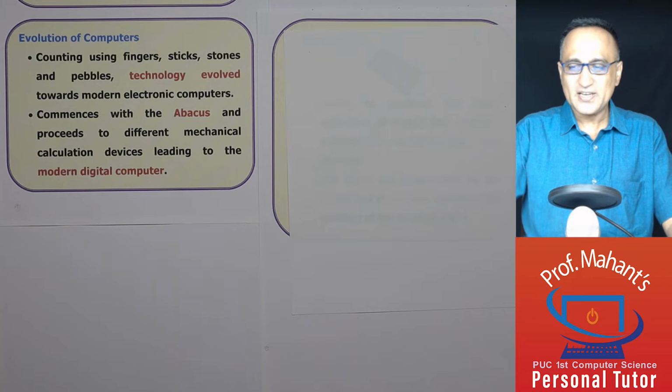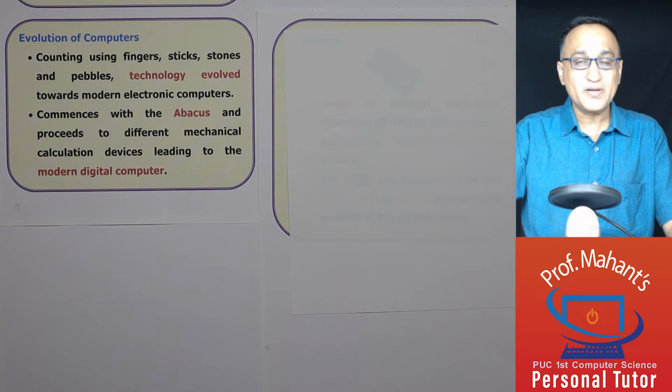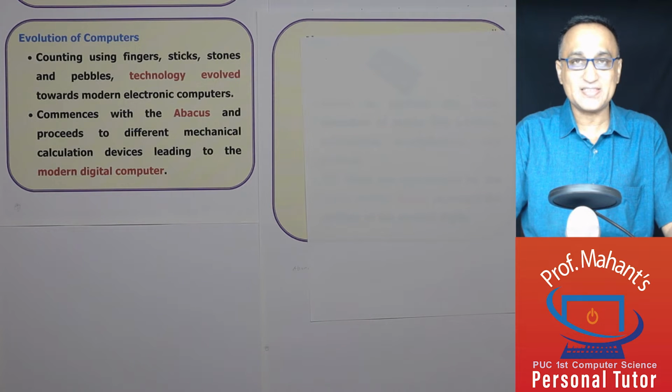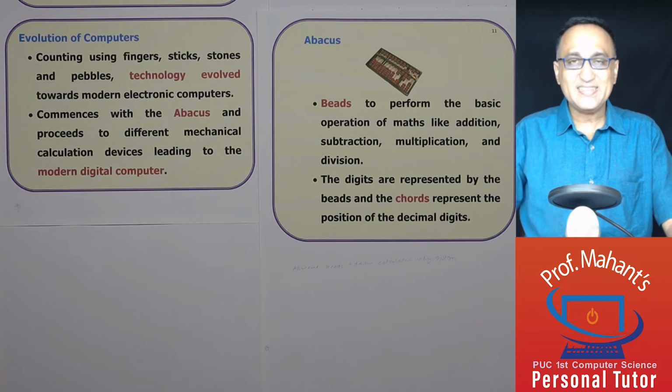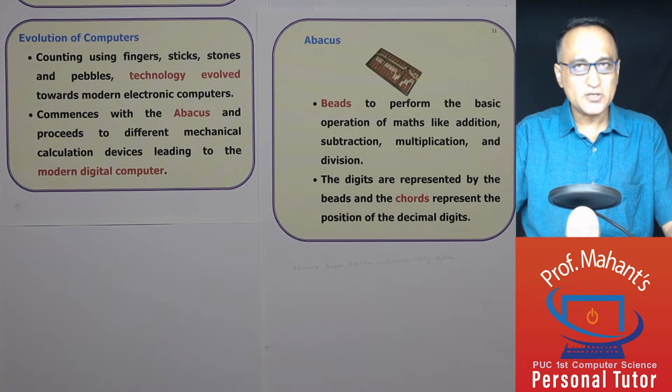All right, so let's take a look at our first and most popular mechanical calculating device, which is one of the earliest devices ever invented for calculating or doing basic mathematics. So the abacus is the earliest mechanical calculating device. It is used for performing basic arithmetic operations like addition, subtraction, multiplication, and division. Abacus has been used in different parts of the world, but its origin is credited to China.